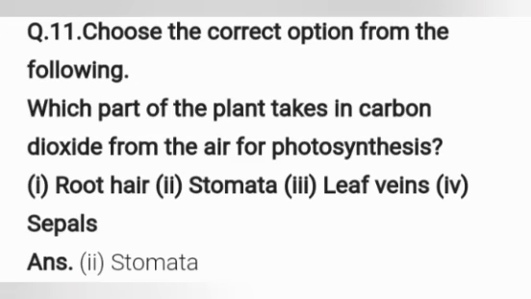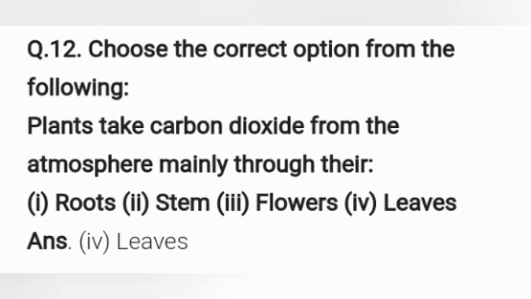And our twelfth question is, choose the correct option for the following. Plants take carbon dioxide from the atmosphere mainly through: first one roots, second one stem, third one flowers, fourth one leaves. Answer is fourth one, leaves.